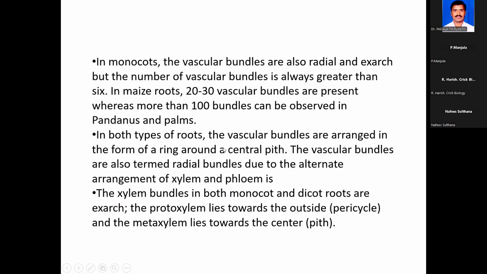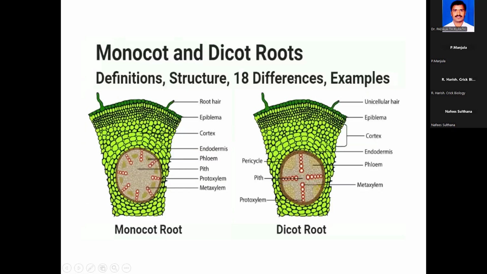So here this is the structure of the dicot and monocot root. Here the epidermis, or epiblema or piliferous layer, and on the epidermis the root hairs are present. Next is the cortex, which is many layered and followed by the endodermis. In monocots, the endodermis is single layered. Here these are the vascular bundles, with the phloem alternating with the xylem. This yellow colored one is the phloem, and this red one is the xylem. The metaxylem is towards the center and the protoxylem towards the periphery. Then the central pith. So this is the internal structure.